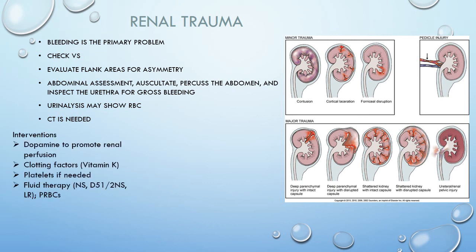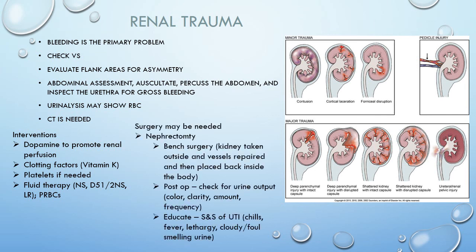Interventions will include dopamine to promote renal perfusion, clotting factors like vitamin K, provide platelets if they're needed, and then give fluid therapy, and possibly even packed red blood cells. Surgery may be needed, which would include a nephrectomy. There's such a thing as bench surgery. The kidney is taken outside and vessels are repaired and then it is placed back inside the body.